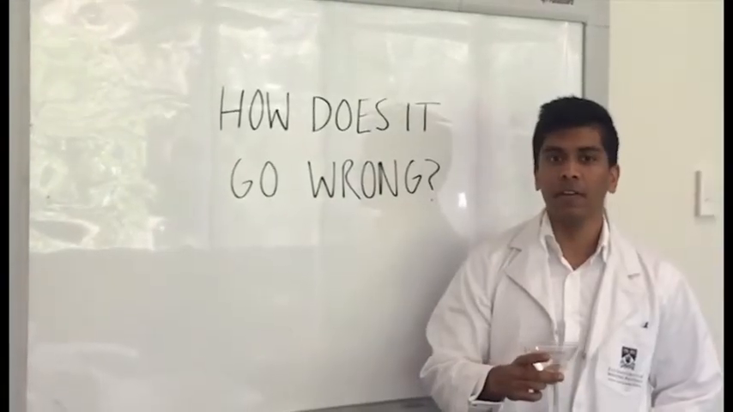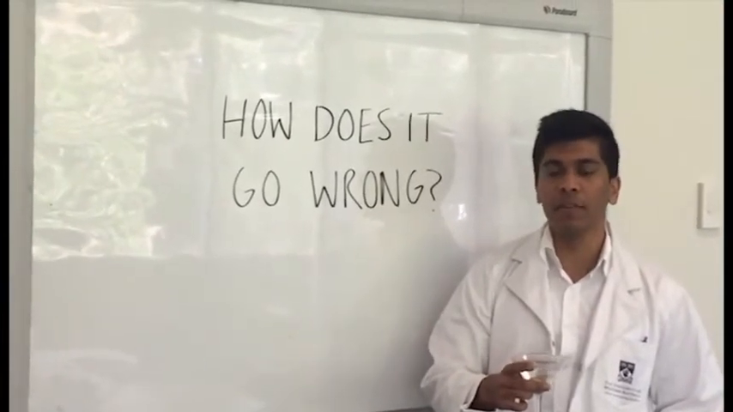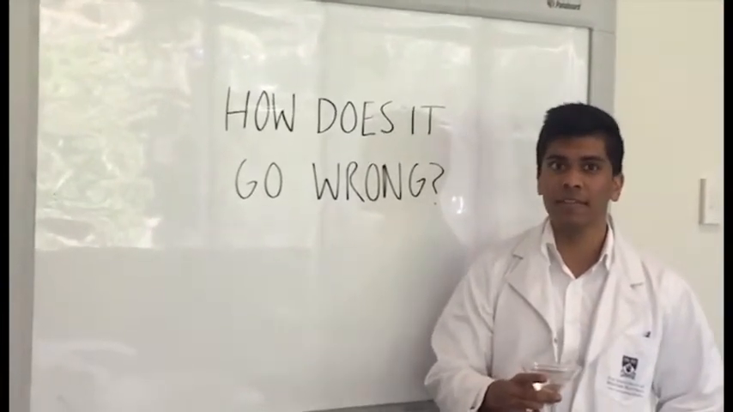So how does it go wrong? Cancer cells evade apoptosis through various alterations in their intrinsic and extrinsic pathways. This is a hallmark of cancer.